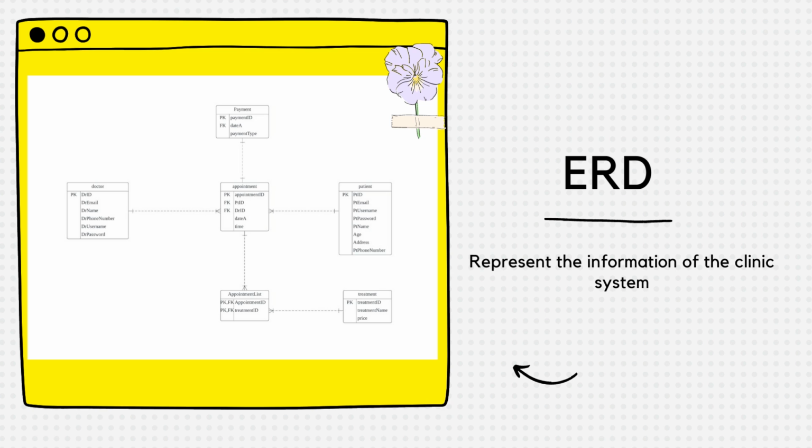A treatment can be listed in many appointment lists, but an appointment list will include only one treatment. Next, an appointment can have many appointment lists. One appointment list is only included in one appointment. Lastly, one appointment can charge only one payment, and the payment is only charged by one appointment.